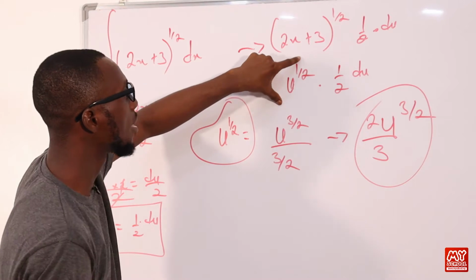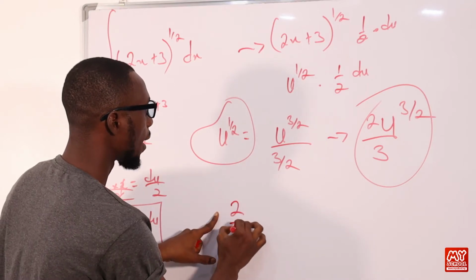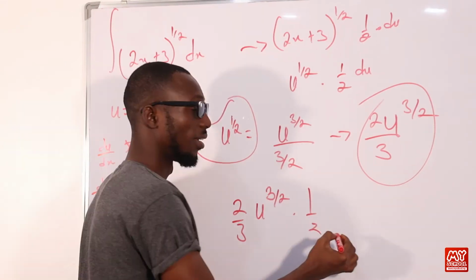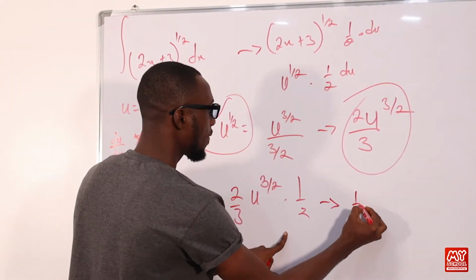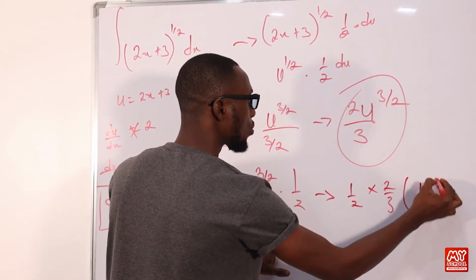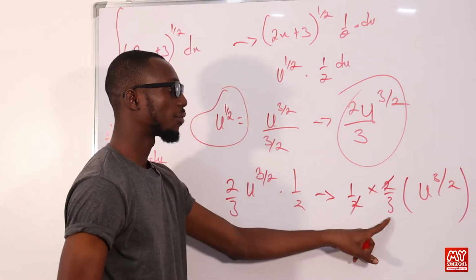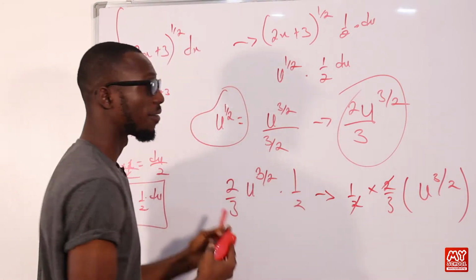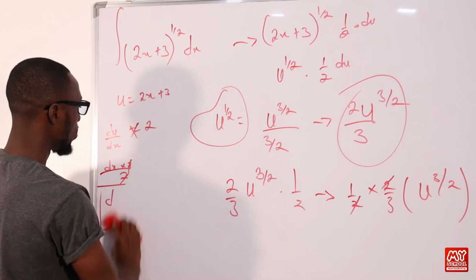Instead of writing u raised to power half, we have already integrated, so I will be writing 2 over 3 u raised to power 3 over 2 times half. So we bring it here: half times 2 over 3, into brackets u raised to power 3 over 2. The 2 strikes out the 2, so I have 1 over 3. Please take your time to replay this video so that you can follow the steps. I want to rub off a part so that we can transfer the values we have here to a clearer position.